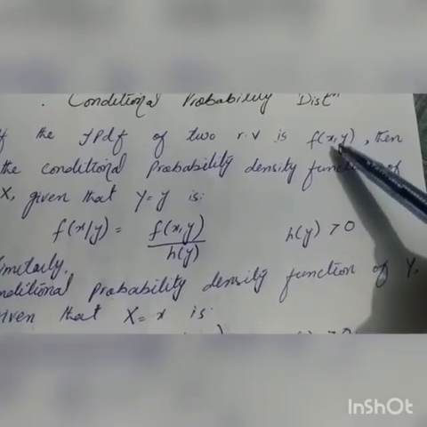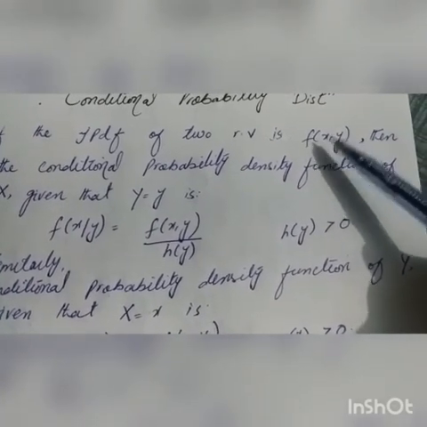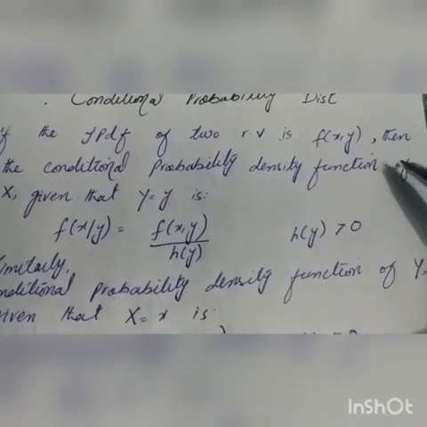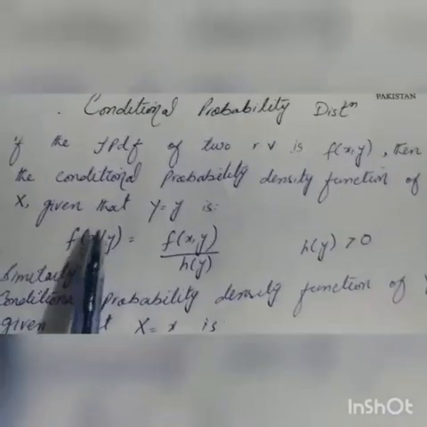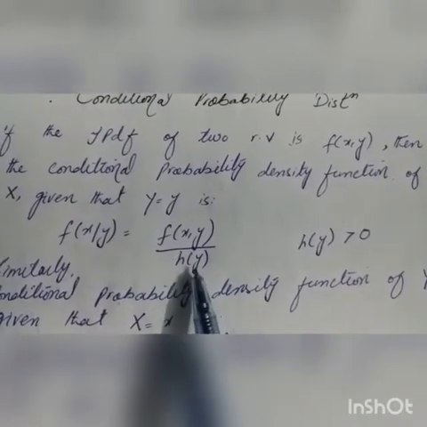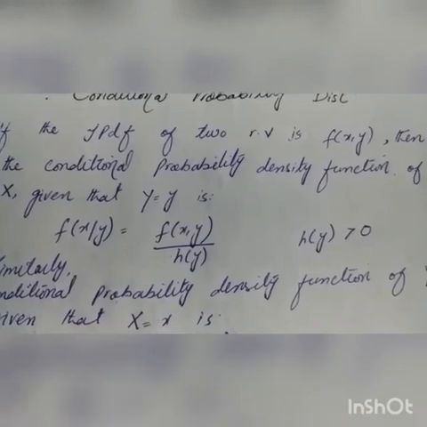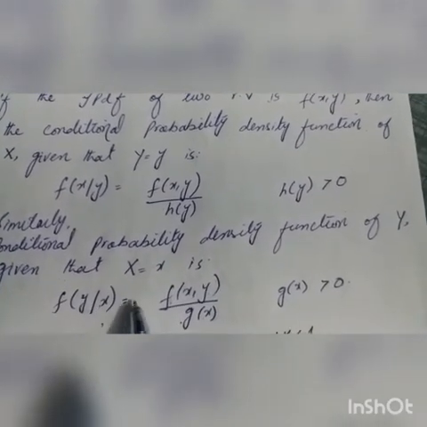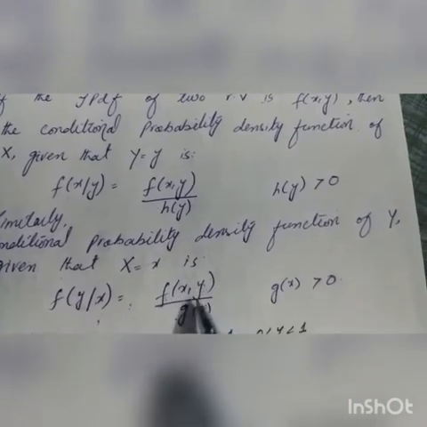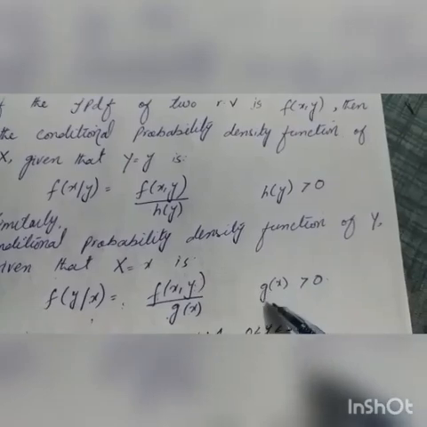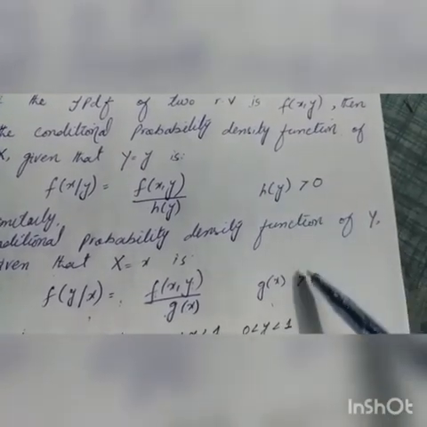If f(x,y) is a joint PDF of two random variables, then the conditional probability density function of the random variable x given that y equals f(x,y) divided by h(y). Similarly, the conditional probability density function of y given that x equals f(x,y) divided by g(x). Note down one thing: g(x) and h(y) must be greater than 0.